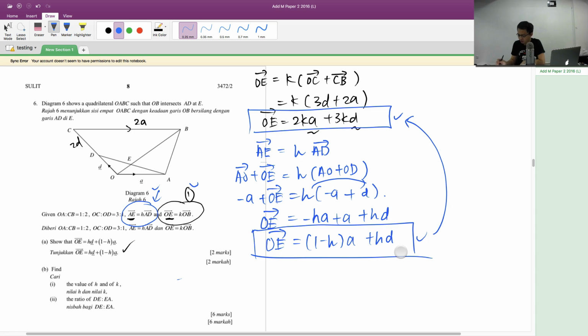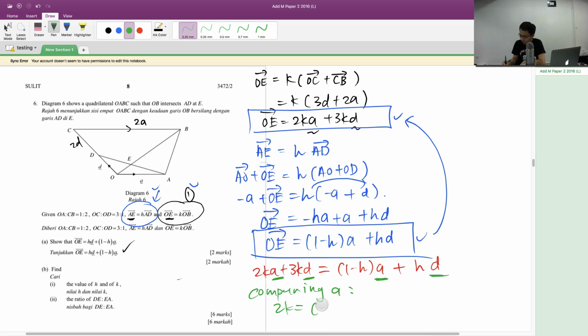So I will do the substitution. I will say 2Ka plus 3Kd equals to 1 minus HA plus HD. Then what I do next is compare their A and compare their D. So if I compare A, I will have 2K equals to 1 minus H.